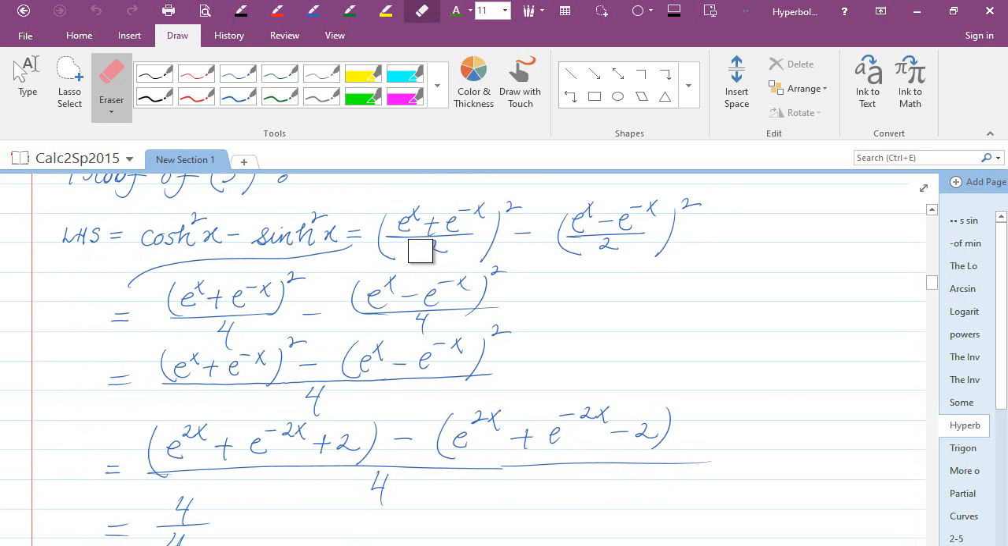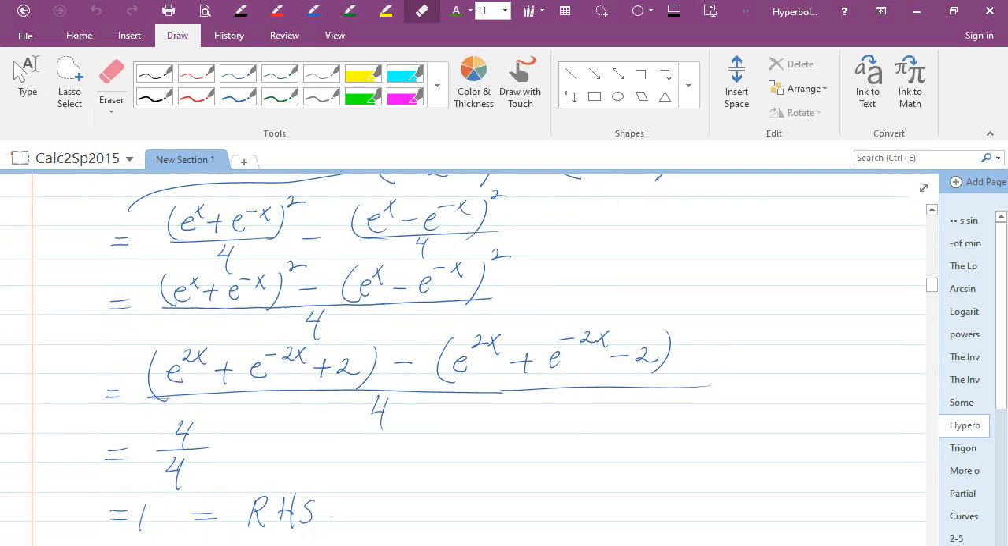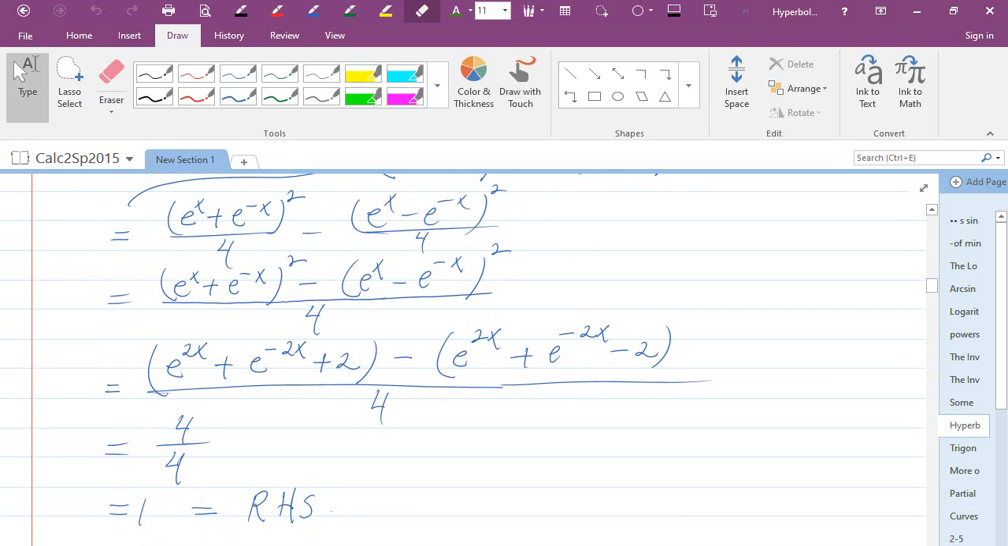Notice that in this square, I'm going to square the numerator and square the denominator. So the square of the numerator is here and the square of the denominator is 4. Same thing here, we take the square of the numerator and square of the denominator. Now, since we have the same denominator in these two fractions, when we combine them the common denominator is 4, and then we get this numerator minus the other numerator here.